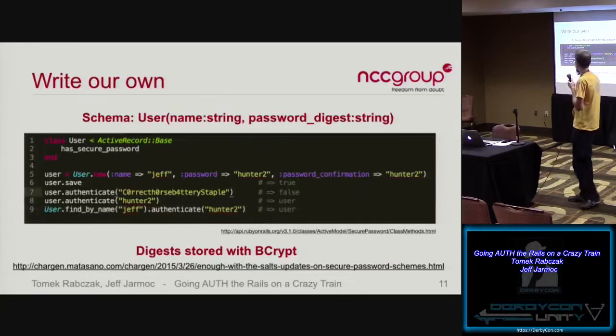You can also do things, since the model inherits from ActiveRecord, you get all your ActiveRecord finders. So you can do a query on the user class to find the user by name, and then call authenticate. And if the password matches, it's going to return the corresponding user object.